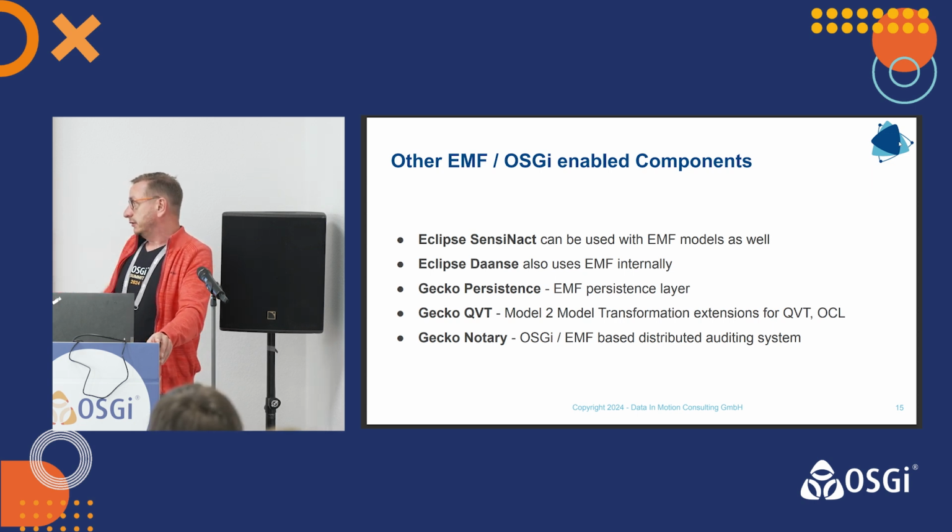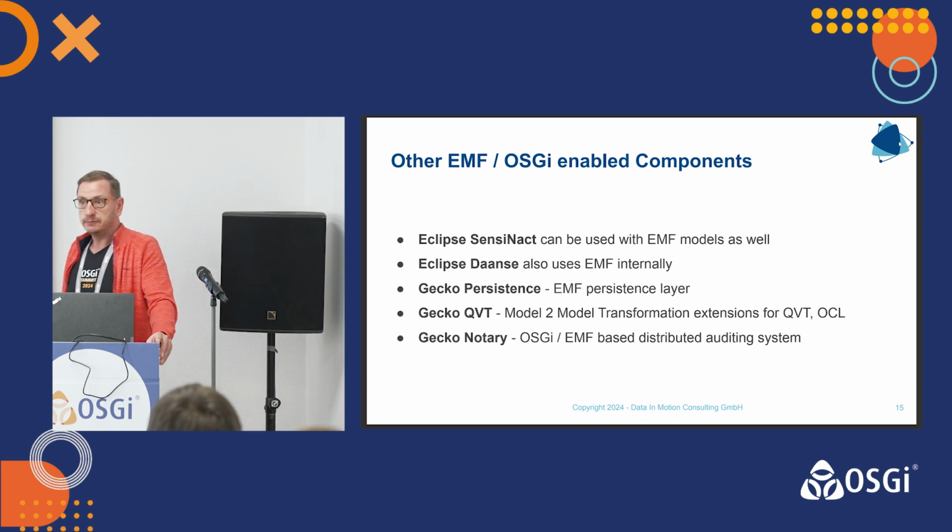Yeah, then we have our Gecko persistence layer, which currently supports Lucene serialization, so indexing and searching, and also writing in MongoDB and reading out of MongoDB with a certain query API.